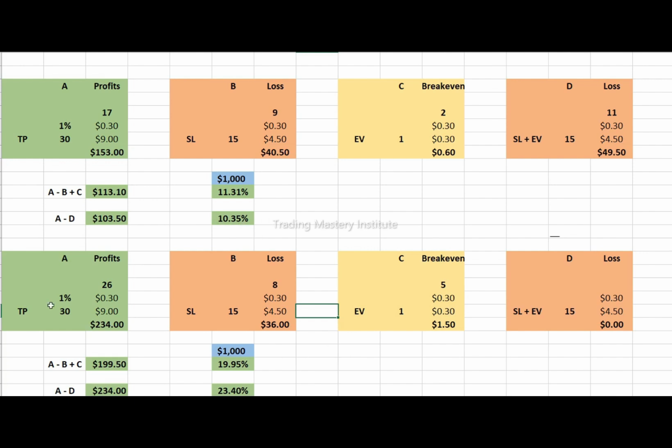So for the third week of the month, we have 26 profitable trades and 8 losing, 5 break even. So the total loss, if we were to take the loss and break even, will be 13.